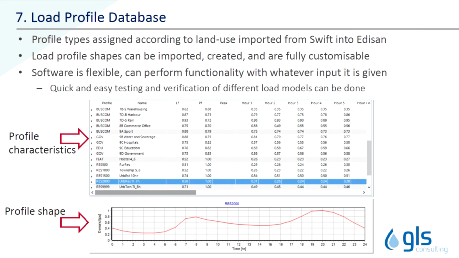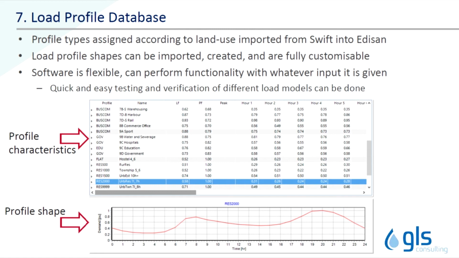So just a quick look at the load profile database internal to Edison. We assign profile types according to the land use data imported from Swift into Edison. But apart from importing your load profile shapes, you can also create them, and they are fully customizable. This promotes flexibility of the software, and the software can then perform functionality with whatever input it is given. This facilitates quick and easy testing and verification of different load models. At the bottom you'll see a breakdown of the different profiles, their characteristics, and also the shape.